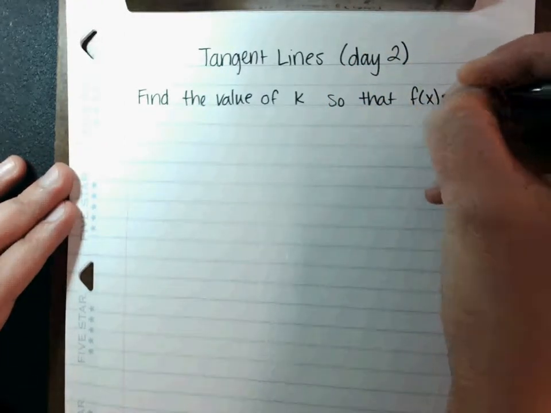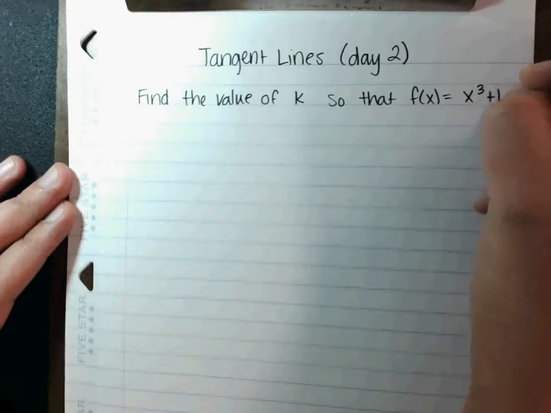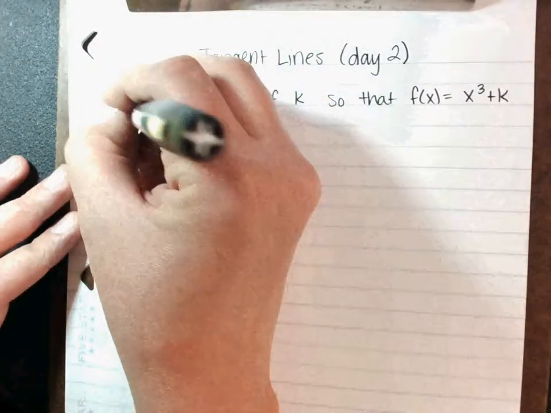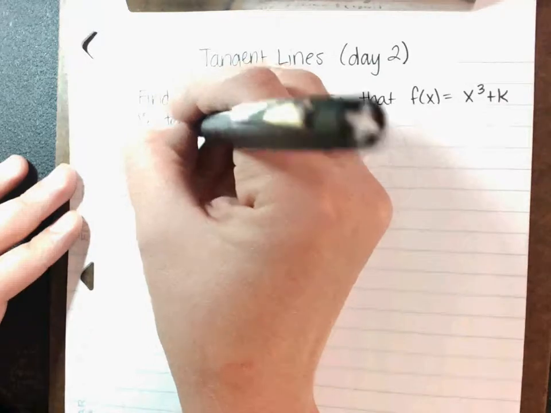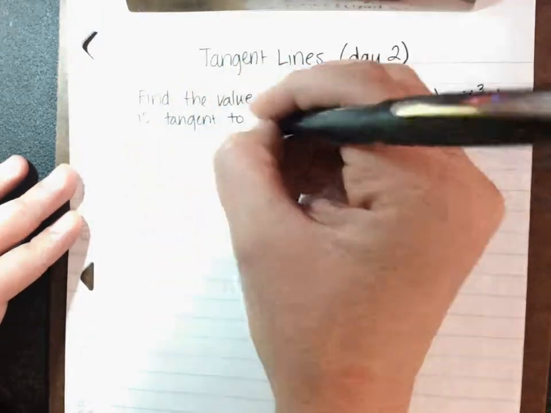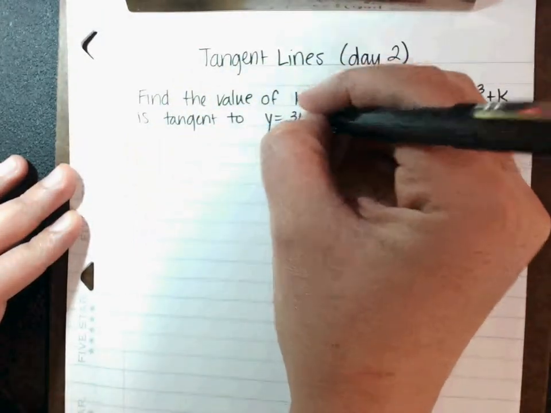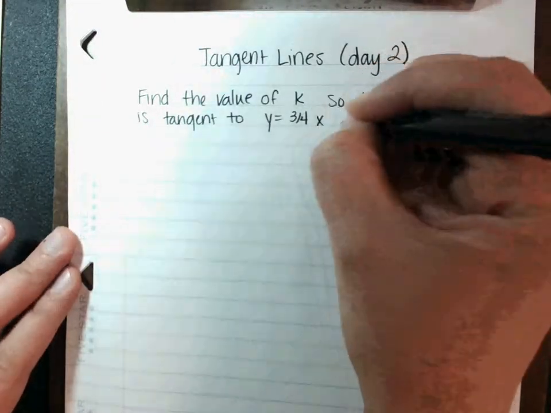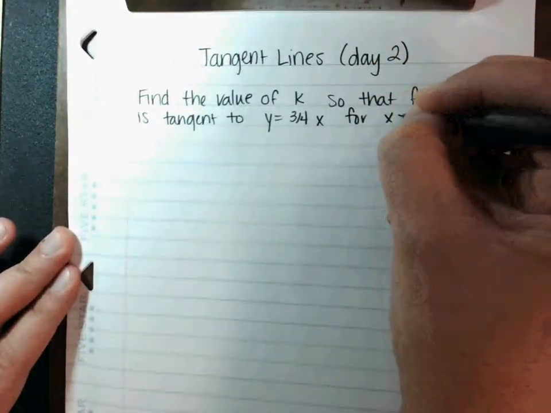So that f of x equals x cubed plus k is tangent to y equals 3/4 x for x greater than 0.